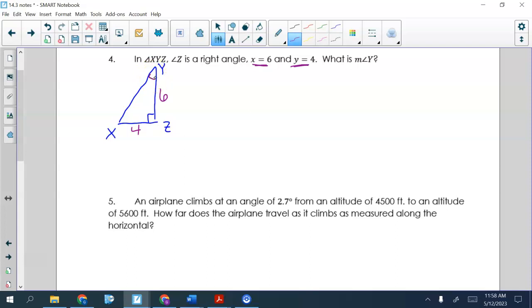So we can go back to using our SOHCAHTOA. So we've got opposite and adjacent, so tangent of Y equals TOA, 4 over 6. And so to find the angle, remember, if you're missing an angle, you can do the inverse tangent and get the measure of angle Y equals the inverse tangent of 4/6, which ends up being 33.69 degrees. Okay.